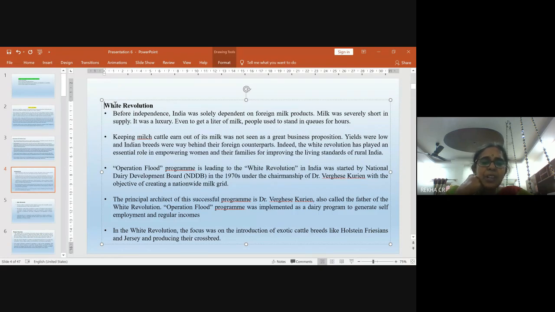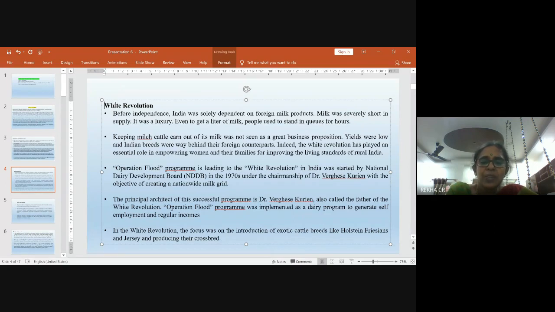So the Operation Flood program led to the White Revolution in India, which was started by the National Dairy Development Board in the 1970s under the chairmanship of Dr. Varghese Kurien, with the objective of creating a nationwide milk grid. So the principal architect of this White Revolution is Dr. Varghese Kurien, also called the father of the White Revolution.